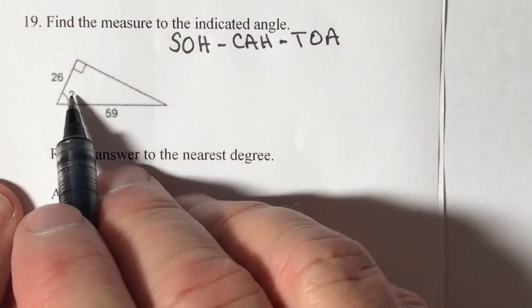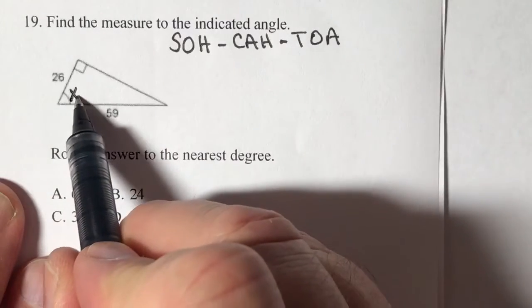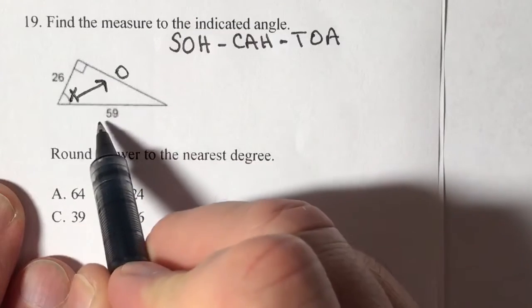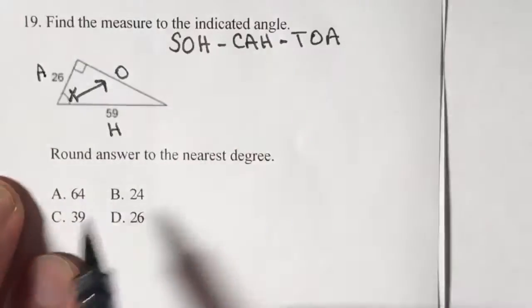We're trying to find this angle. Here's my question mark. Put an X here and point to the O. Here's my 90. It points to the H here. This is my A.